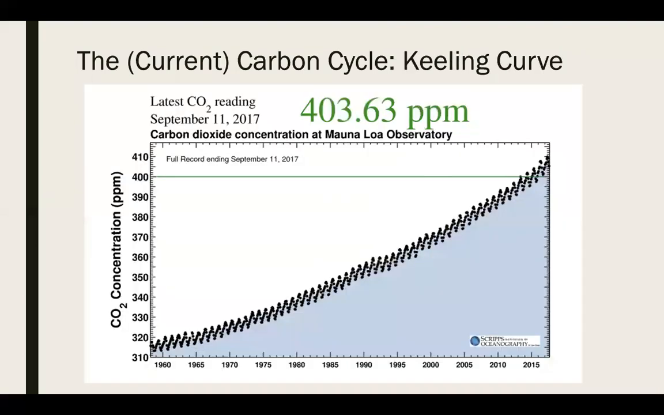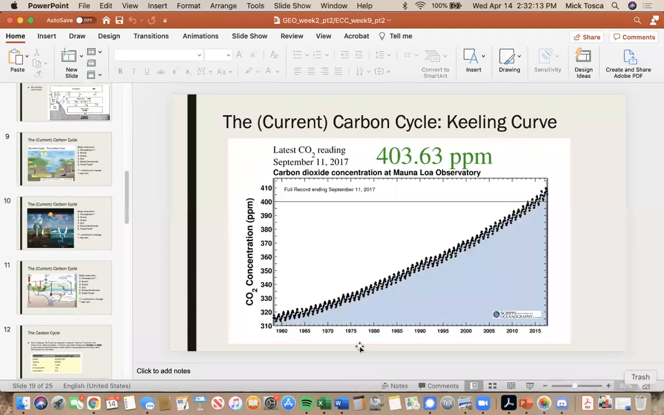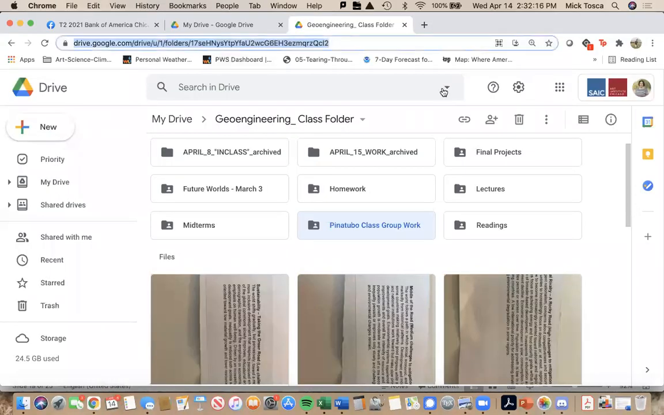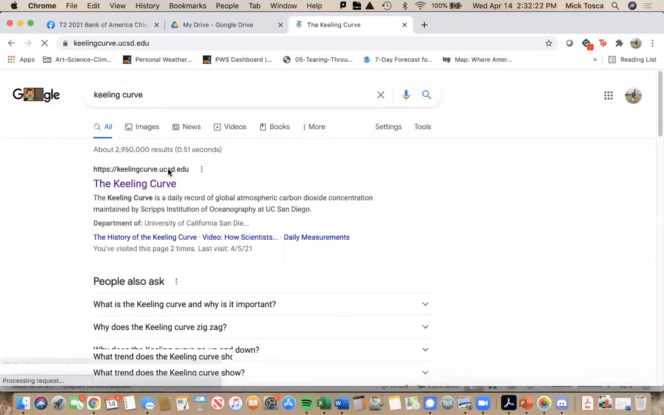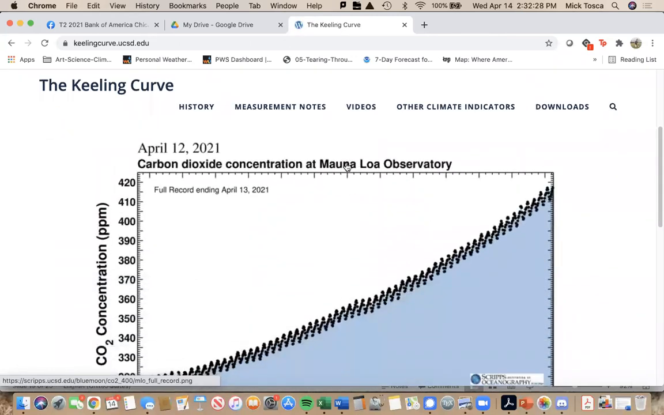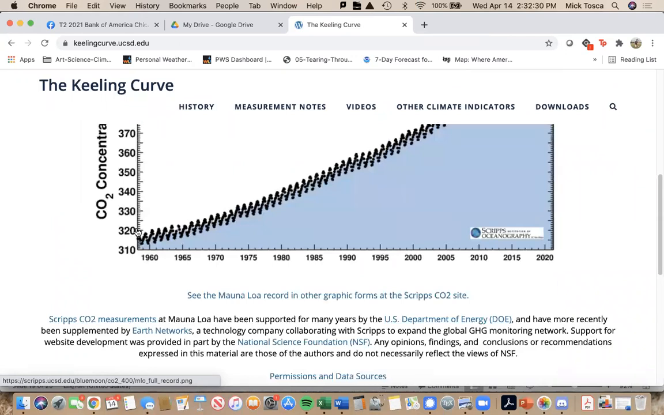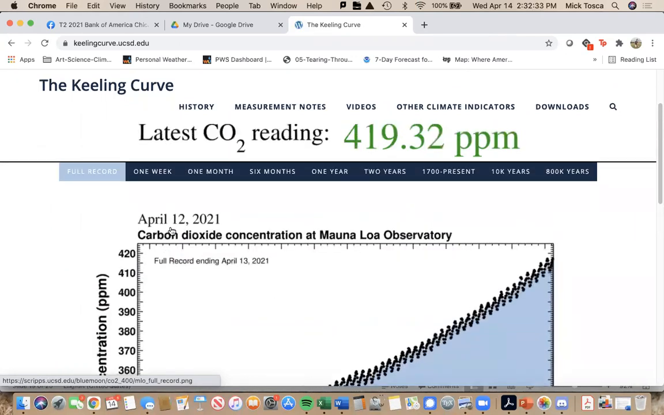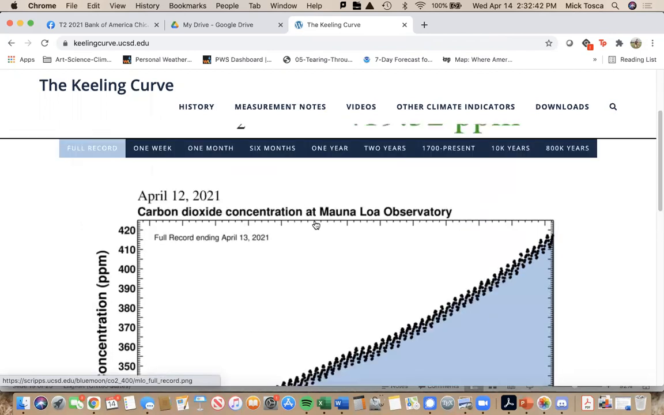I'm gonna skip this one, and I do want to just briefly talk about the Keeling curve. The reason we know how much carbon dioxide is in the atmosphere is because we have been observing it at the top of Mauna Loa since 1958. In 1958, David Keeling, a scientist at Scripps at UCSD, went to the top of Mauna Loa and put a very simple gas analyzer to measure the concentration of carbon dioxide in the atmosphere.